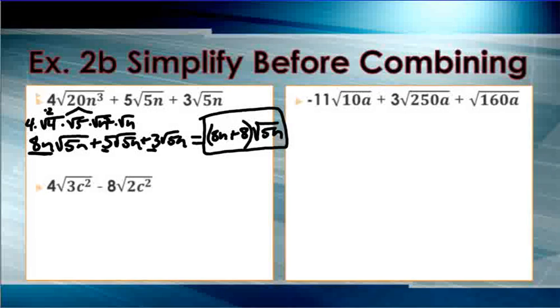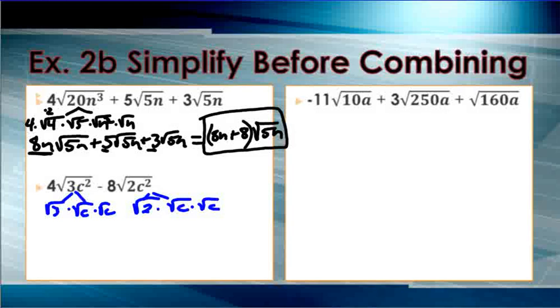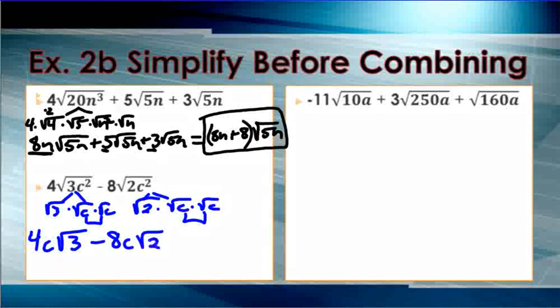Next one, we got 3c squared. So this would be the square root of 3 times the square root of c times the square root of c. This one would be square root of 2 times the square root of c times the square root of c. So I have a 4 on the outside for this first one. Square root of c times square root of c is c times the square root of 3 minus 8. Square root of c times square root of c is c times the square root of 2. The radicals are not the same, so I cannot combine them. So this would be my answer.